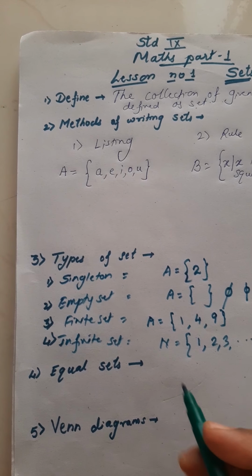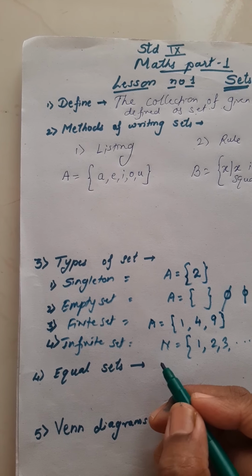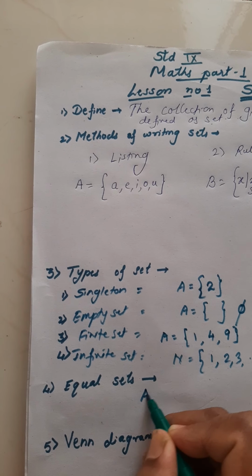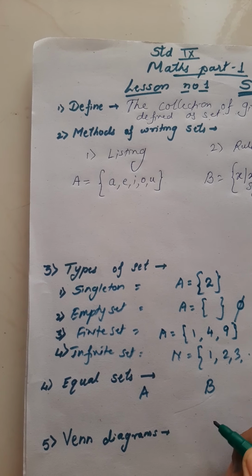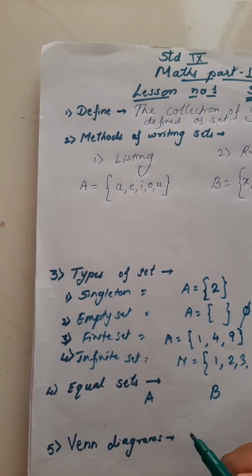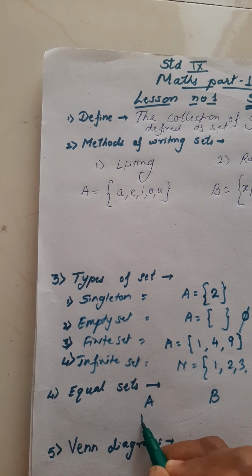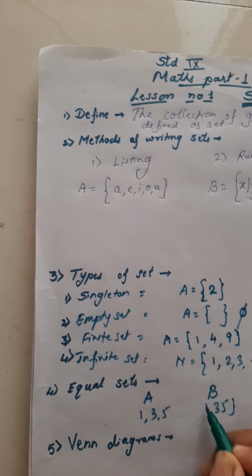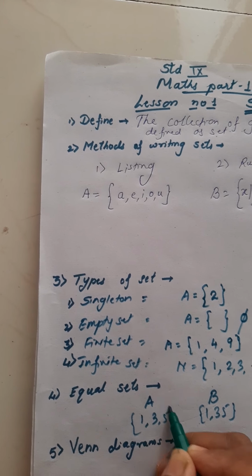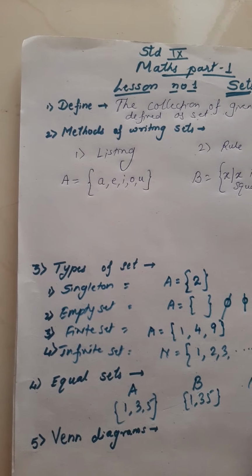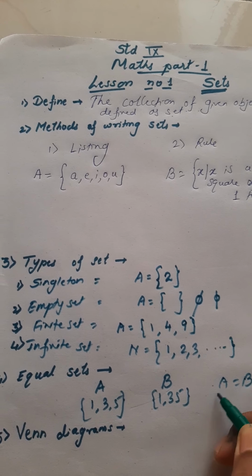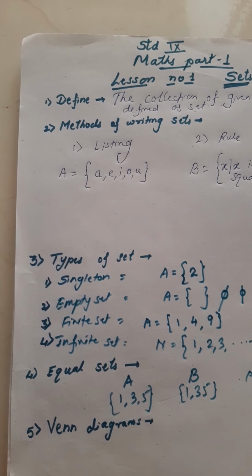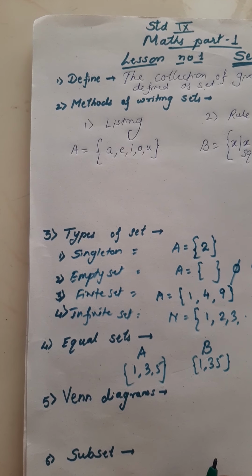Next it is an equal set. What do you mean by an equal set? I will take two sets, A and B. If these two sets have the same elements, for example 1, 3, 5 and here also 1, 3, 5, written in curly brackets, then these sets are called equal sets. Set A is equal to set B. Do you understand this?